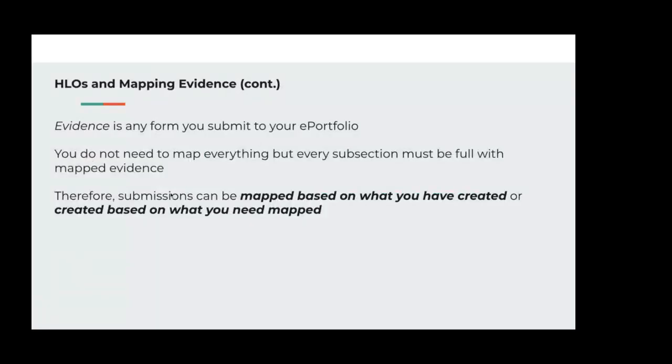So submissions can be mapped based on what you've created, or rather differently, you can create something for an area that you need something mapped to. So if you know HLO1 subsection 3, you haven't got anything mapped to it, you can do a DOP, or you could do a learn or a leader, an SLE, and then know that you're going to map that to that specific HLO. That tends to be more required in the second placement and the third placement, when you start to really need to fill in some gaps in your portfolio.